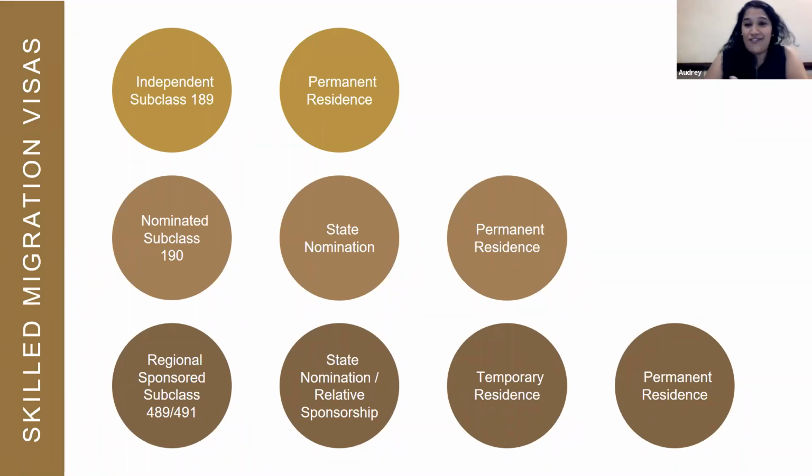So the visa that we should ideally be focusing on is the new one that has come up, the subclass 491, which replaced the previous subclass 489. You can do this visa either through a state nomination or a relative sponsorship, and you get a temporary residence first. This temporary residence is unlike any other temporary residence you might have heard of, like work visas or a temporary graduate visa.